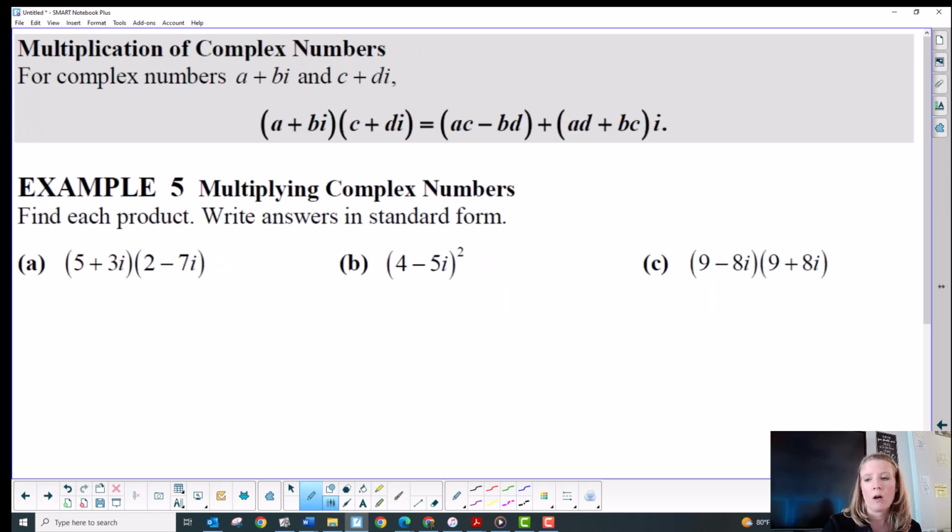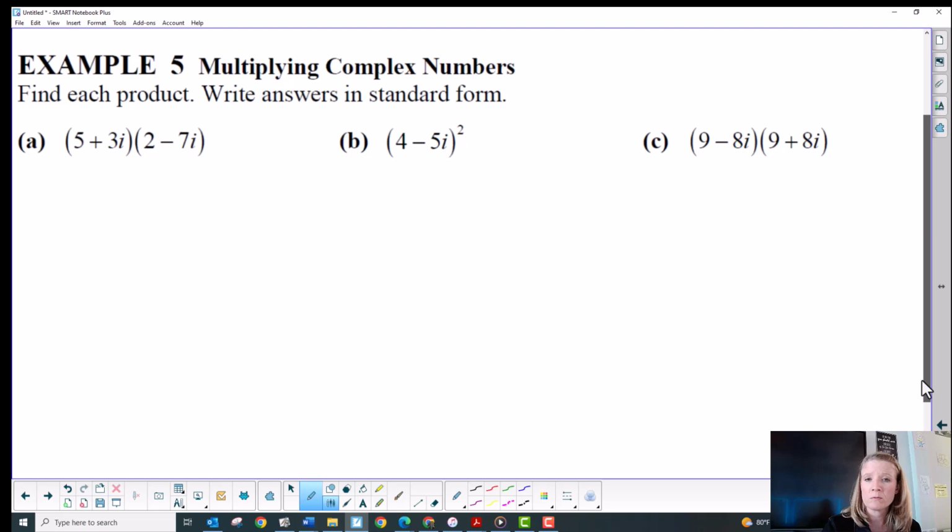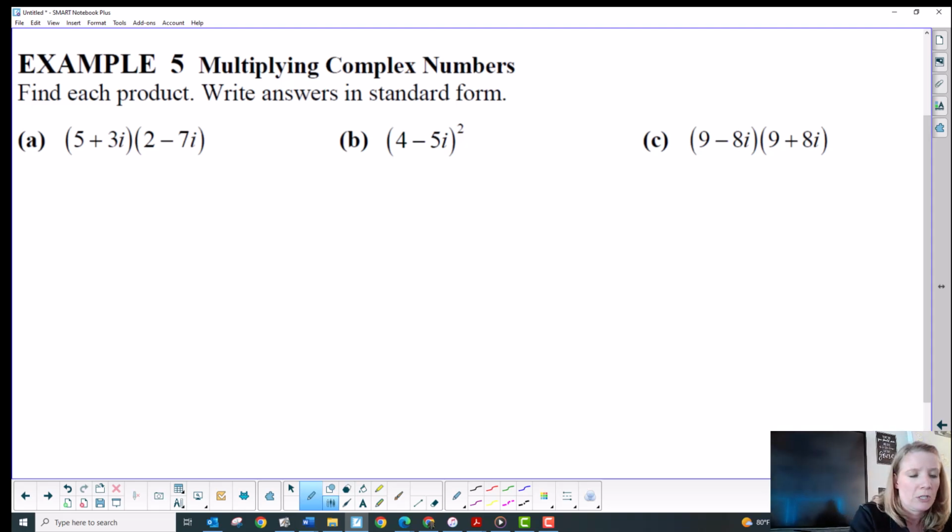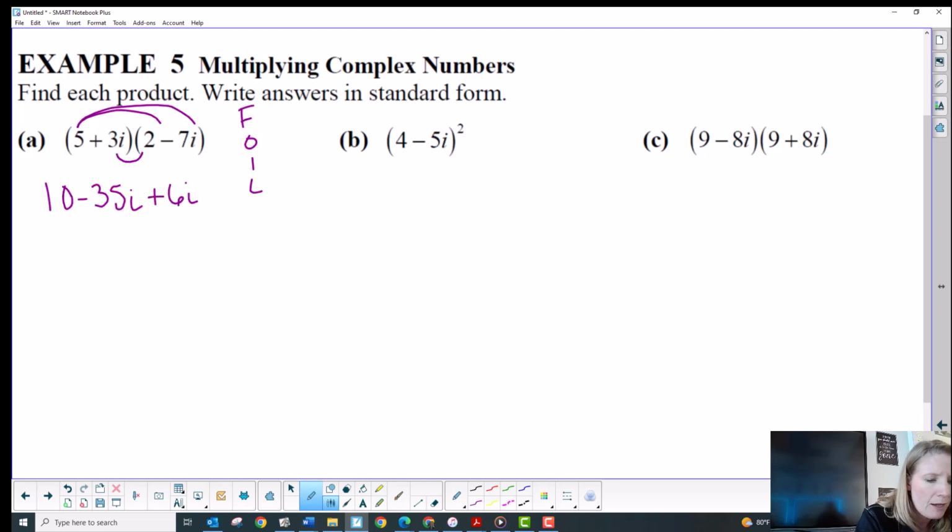Now we're doing the product, so we're going to FOIL, okay? So we're just going to FOIL it out. Remember that it's first, outside, inside, last. So first, 5 times 2 is 10. Outer, 5 times negative 7i is negative 35i. Inner, 3 times 2 is 6i. And last, 3 times negative 7, hold on. Let me erase that really quick. Okay. 3 times negative 7 is negative 21i squared.